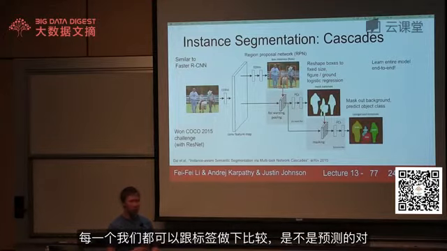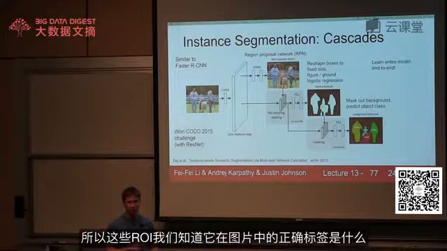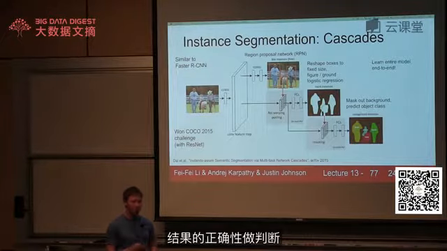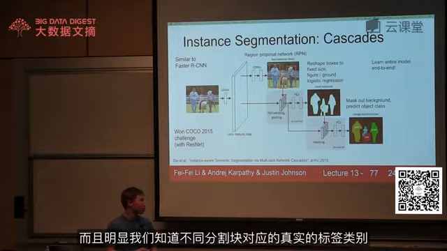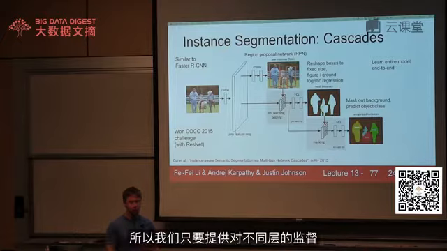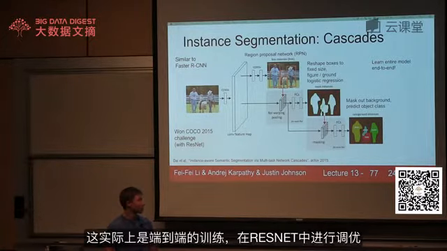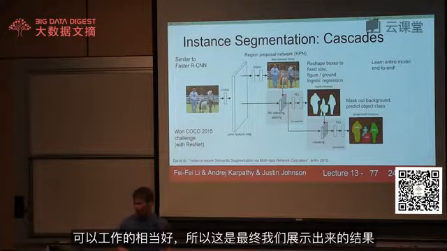So for these regions of interest, we know where the ground truth objects are in the image, so we can provide supervision on those outputs. For these segmentation masks, we know what the true foreground and background are, so we can give supervision there. And we obviously know the classes of those different segments. So we just provide supervision at different layers of this network and try to trade off all of those different loss terms and hopefully get the thing to converge. But this actually was trained end to end, and they fine-tuned the ResNet, and it works really, really well.